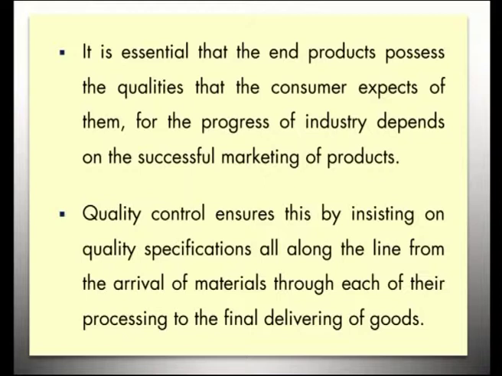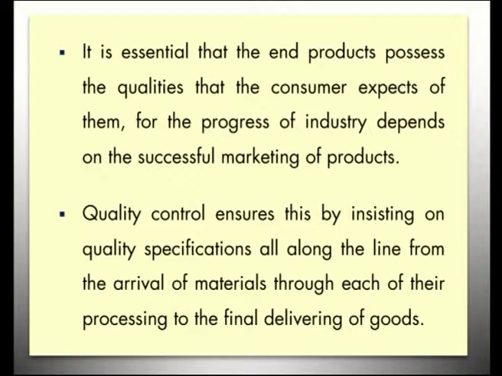After the material is processed through quality machines, we obtain an end product. That end product quality also has to be checked before it goes to the market. So, quality everywhere has to be checked, whether it is for the basic raw material, or during the process, or the machine, or the end products. It is essential that the end products possess the quality that the consumer expects of them, for the progress of industry depends on the successful marketing of products. When the end product is of quality, the product will be successfully marketed and the industry gets its own benefit and profit. So, quality control ensures this by insisting on quality specifications all along the line, from the arrival of materials through each of their processing till the final delivery of goods.